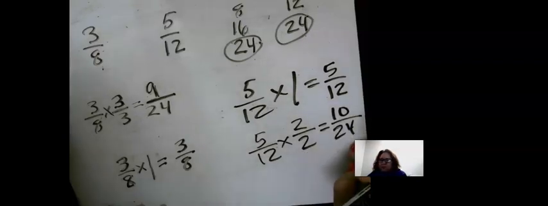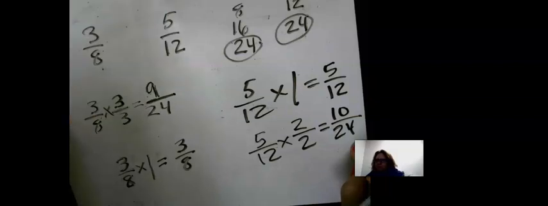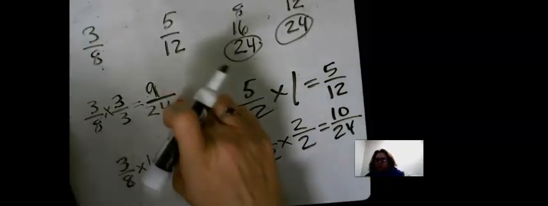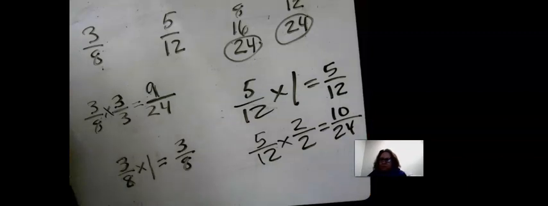12 times 2 is 24. 5 times 2 is 10. So my equivalent fraction for 5/12 is 10/24. And that is larger than my equivalent fraction for 3/8. 3/8 is equivalent to 9/24. And 10 pieces is more than 9 pieces.